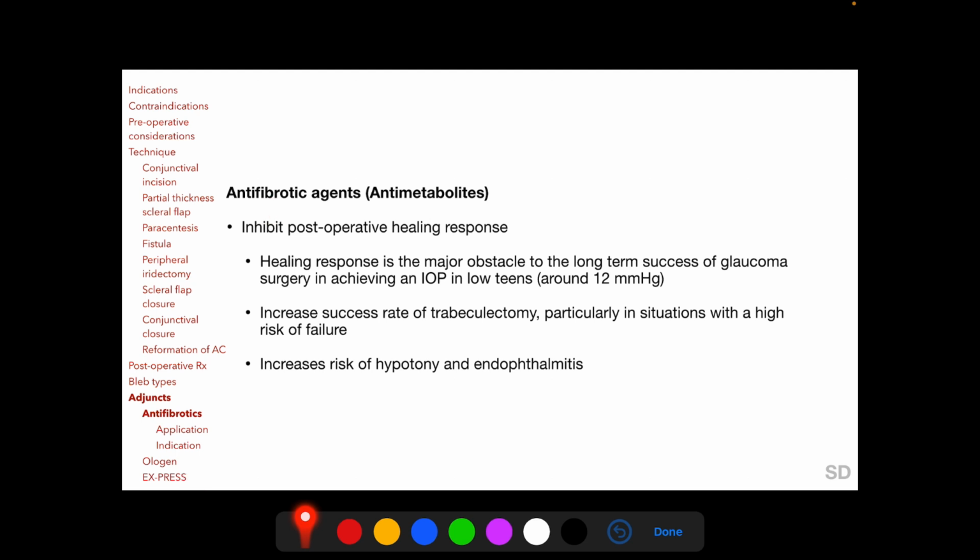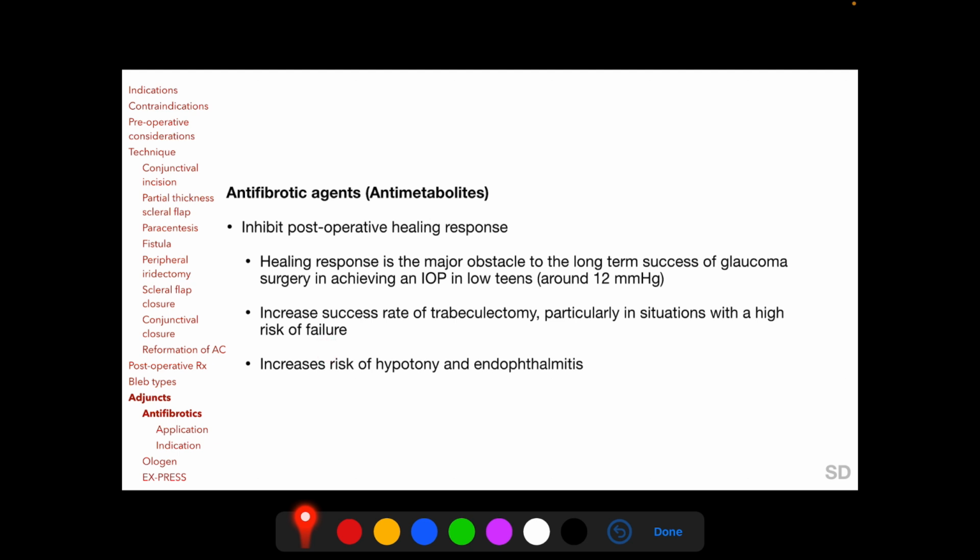Antifibrotic agents, also called antimetabolites, inhibit the post-operative healing response, and this healing response is the major obstacle to aqueous outflow through a trabeculectomy, and thus to the long-term success of glaucoma surgery in achieving an intraocular pressure in the low teens, that is around 12 millimeters of mercury. So by inhibiting the healing response, antimetabolites improve aqueous outflow and thus increase the success rate of trabeculectomy in controlling intraocular pressure, particularly in situations with a high risk of failure, such as in an eye with a prior failed trabeculectomy.